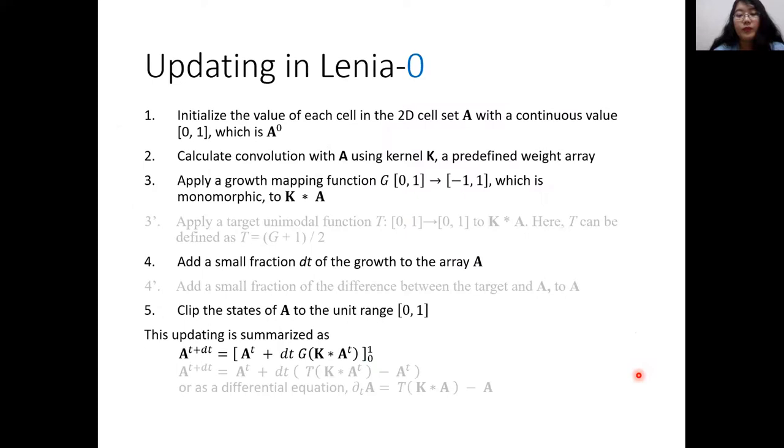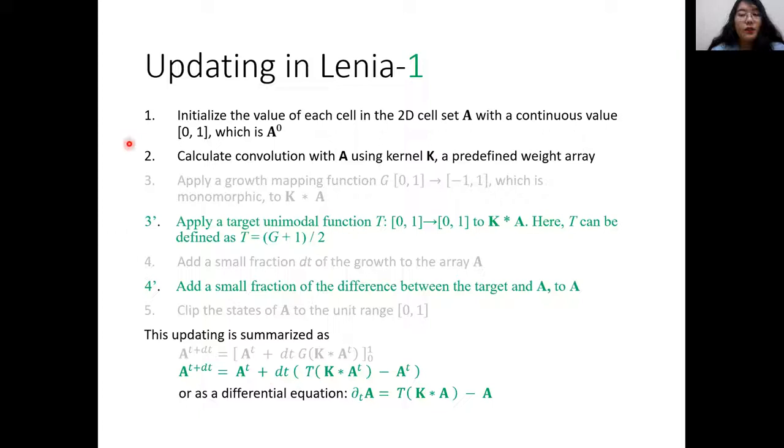This shows the process in Lenia 0: initialization, convolution, growth function, state updating, and clipping. This shows the case for Lenia 1: initialization, convolution, target function, and state updating.